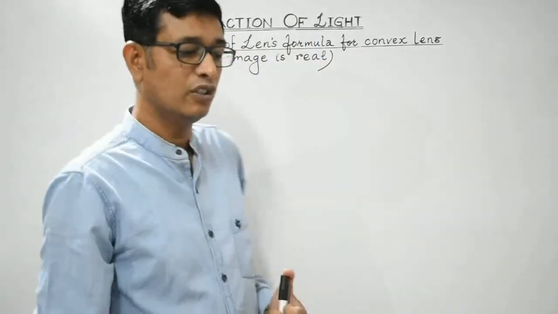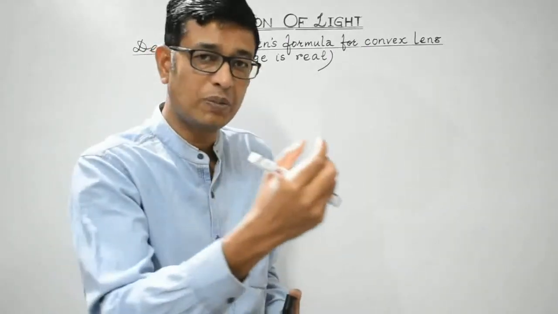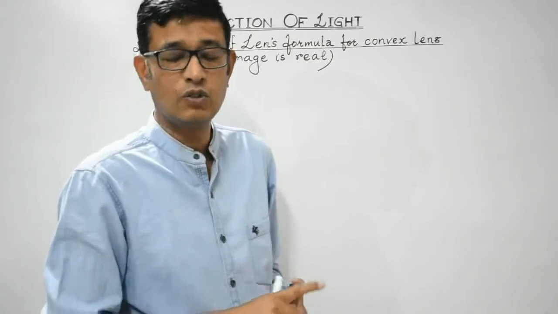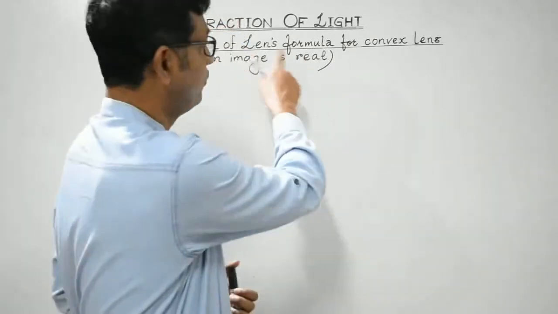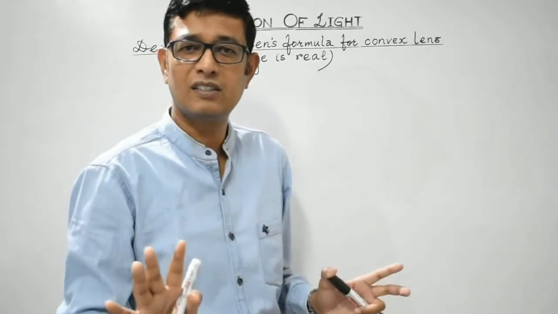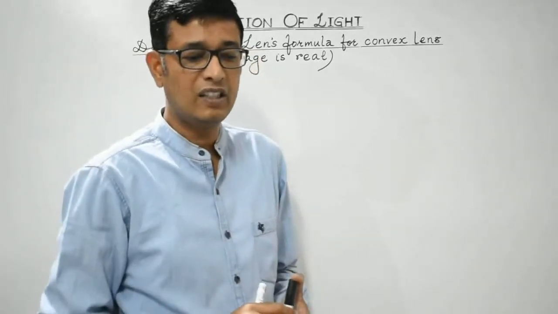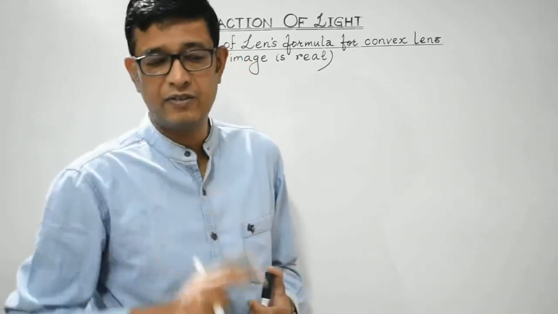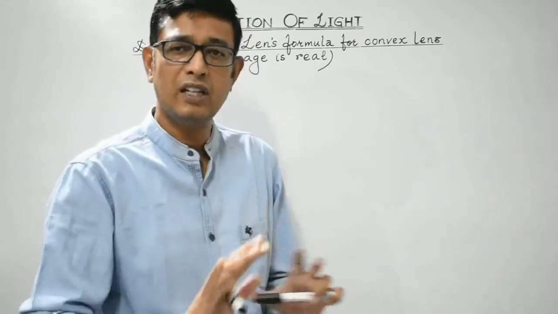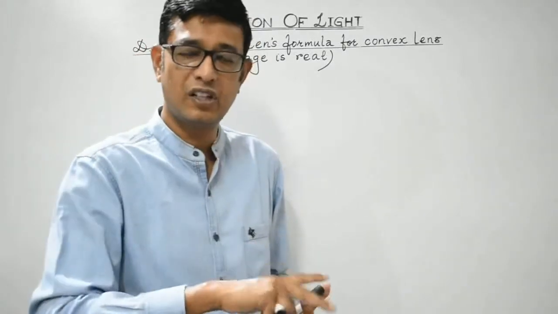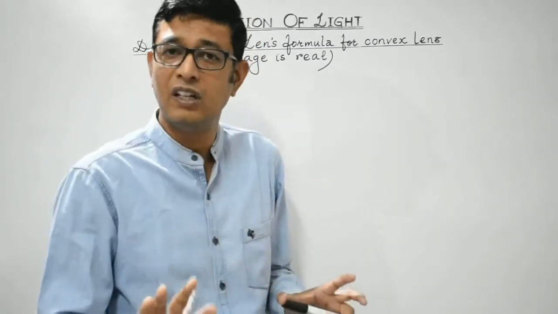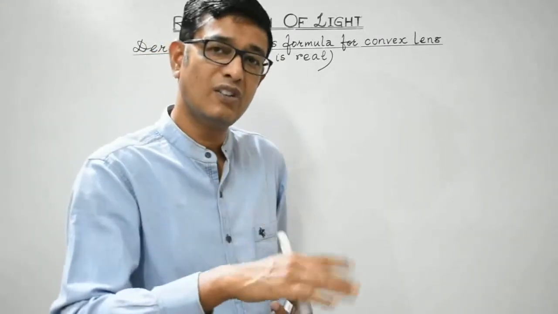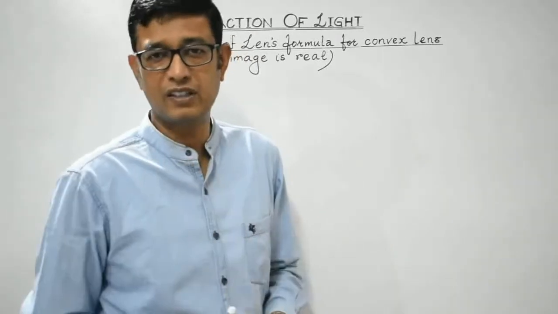And in the second scenario, when the object is placed between the optical center and the focus, then the nature of the image obtained is virtual, right? So for that case also, we will prove lens formula. In both the cases, the formula will remain valid. So basically a lens formula, which is the relationship between u, v and f, is valid for every type of lens, be it converging lens or diverging lens. It is valid for any nature of the image, whether the image nature is real or virtual. So let us verify this fact.